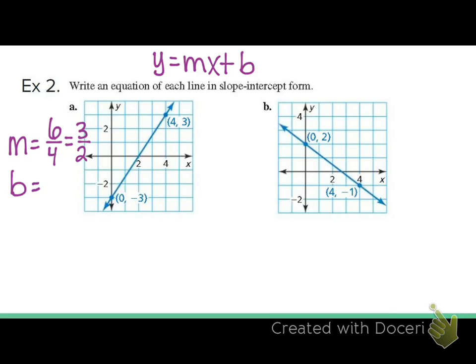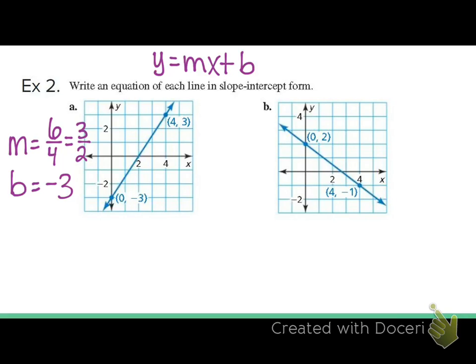The next thing we have to identify is our b or our y-intercept. Has anybody found it? Good. Why is it negative 3? Beautiful. This is our y-intercept because it is on the y-axis. So they actually did give us that point. When x is 0, that number is our y-intercept. So b is negative 3. Questions about how we came to that conclusion?